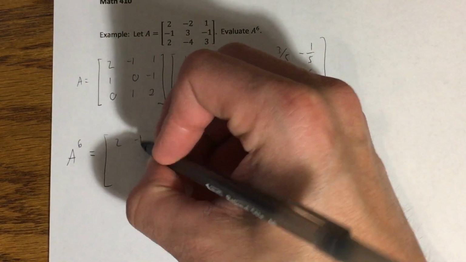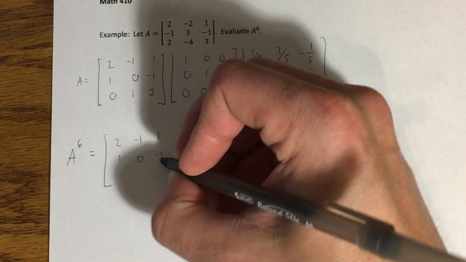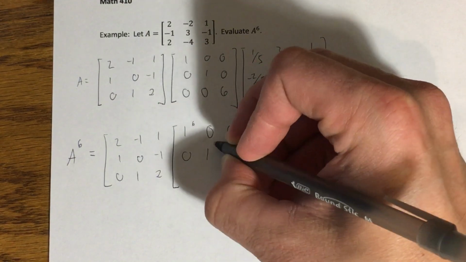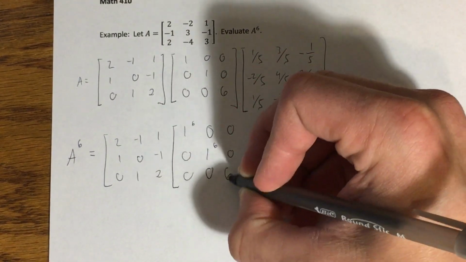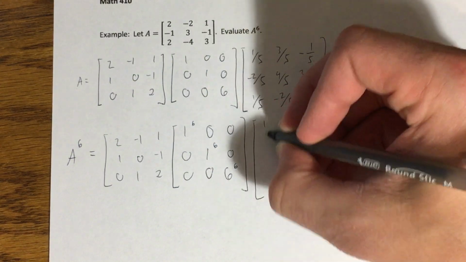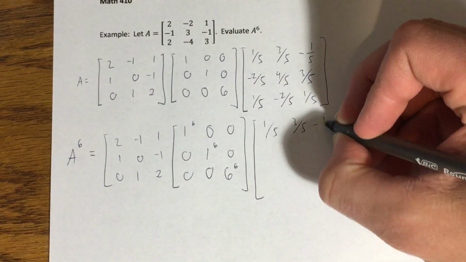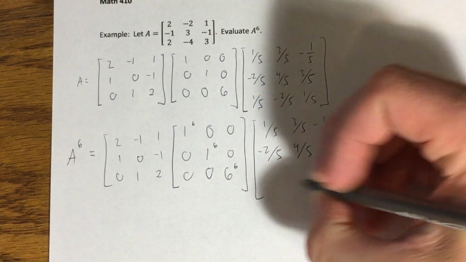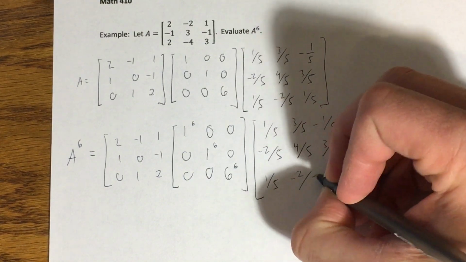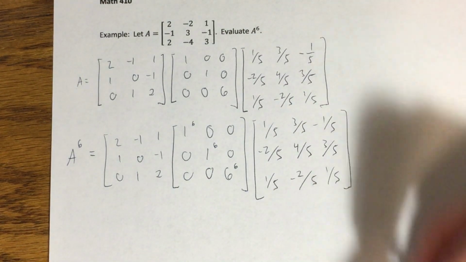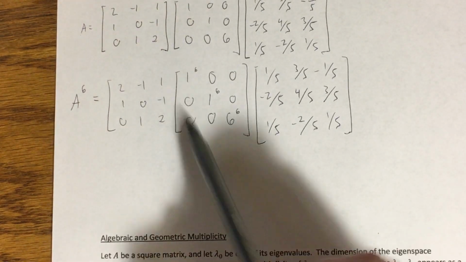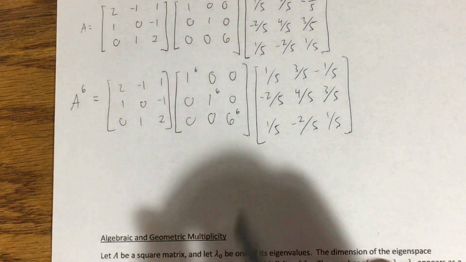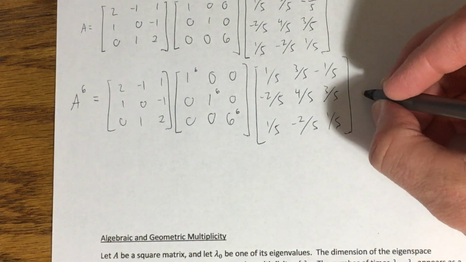So that gets me this. Same matrices on the outside. I don't have to raise these to any power. But I'll have 1 to the 6, 0, 0, 0, 1 to the 6, 0, 0, 0, 6 to the 6th. And then this guy right here. From here, this is easy enough to raise these to a power. The 6 to the 6th power gives me a fairly large number, but then I would just multiply what's left so that I get a single matrix as a result.